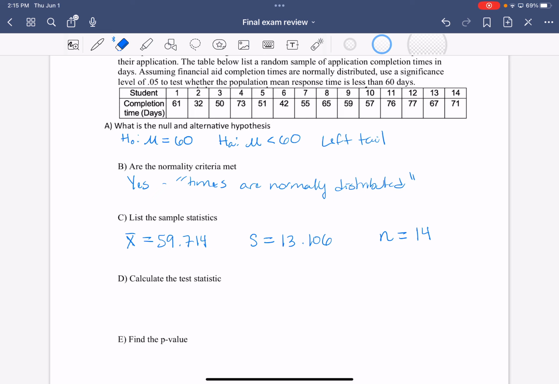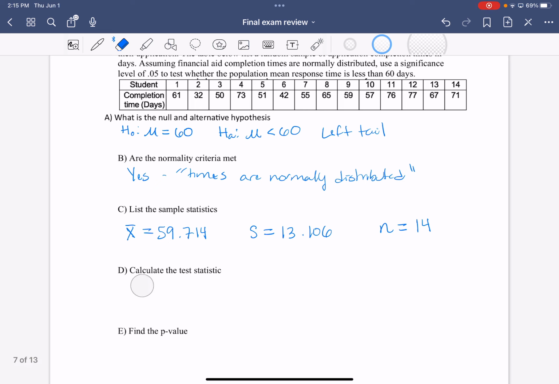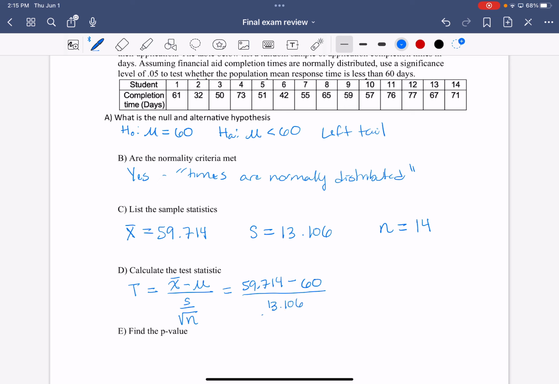Okay, next calculate the test statistic, which is on your formula sheet. t equals x bar minus mu divided by s over the square root of n. We have all the pieces of information here, so it's a matter of substituting it in. x bar we just found is 59.714, minus mu, which we stated in our null hypothesis was 60, all over s, which we found was 13.106, over the square root of n, which we said was 14.